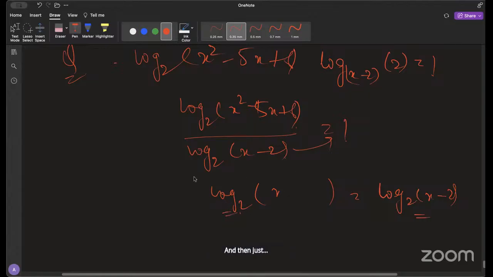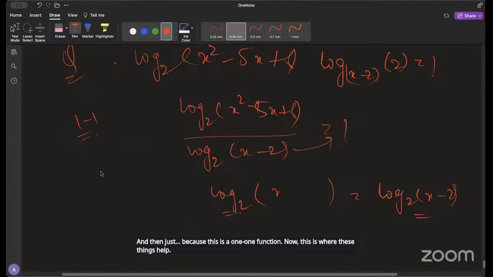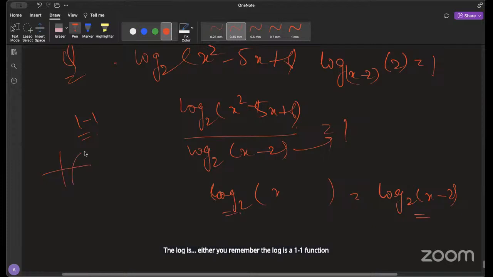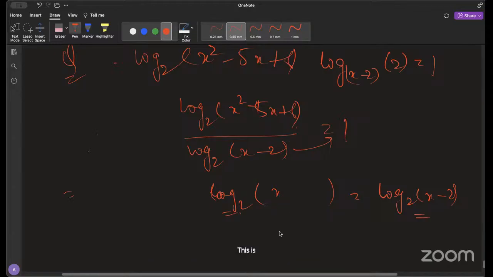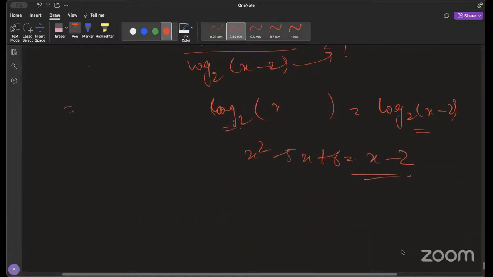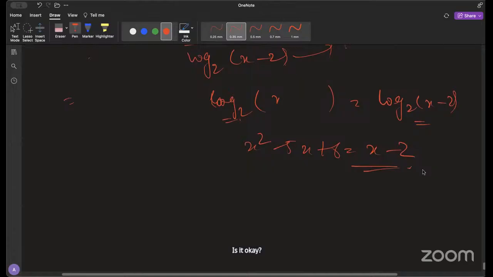Because this is a 1-1 function, now this is where these things help. Either you remember that log is a 1-1 function or you just remember the graph of it. So you can see that it's a 1-1 function here. That means you can just equate these two things and solve it. Is it okay? All you have to do is just the calculation part.